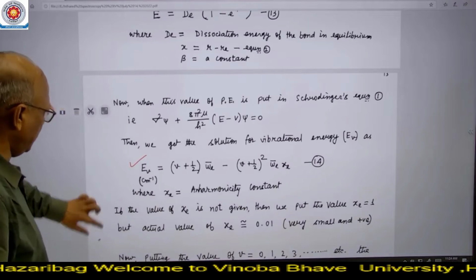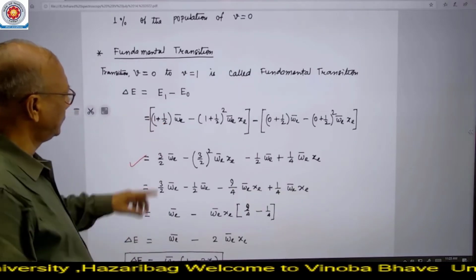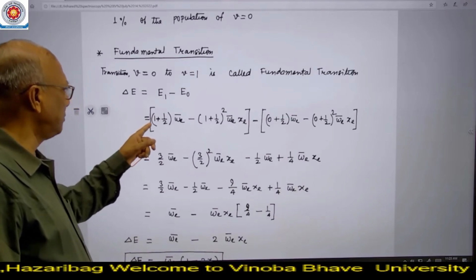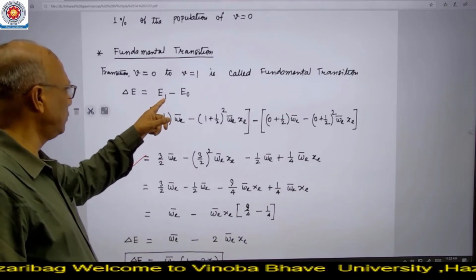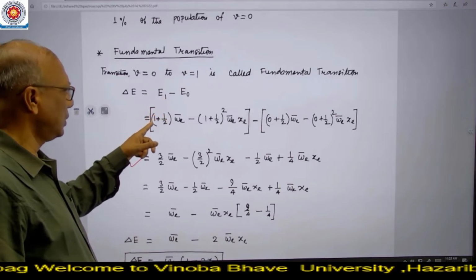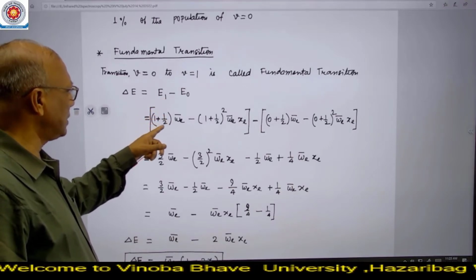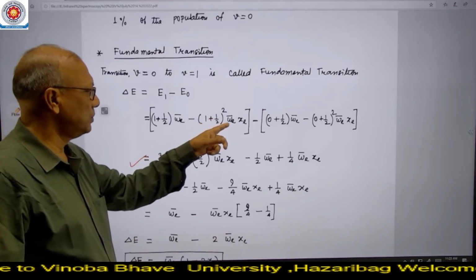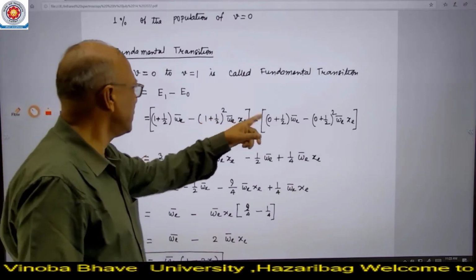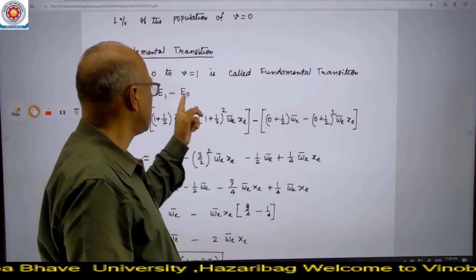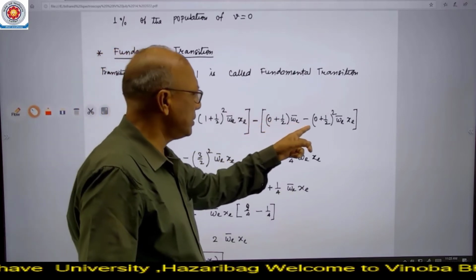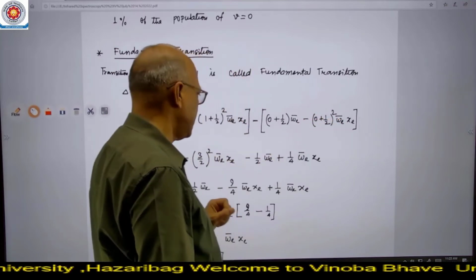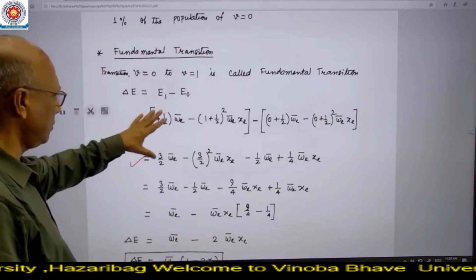According to equation 14, V plus half, where V is the vibrational quantum number. First, the value of V is equal to 1, so I have written 1 here. So (1 plus half) omega E bar minus (1 plus half) whole square omega E bar into Xe, minus, for this term, V plus half means (0 plus half) omega E bar minus (0 plus half) to the power 2 omega E bar into Xe. Now we solve this equation.